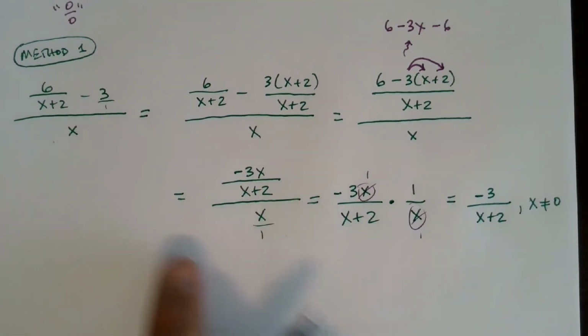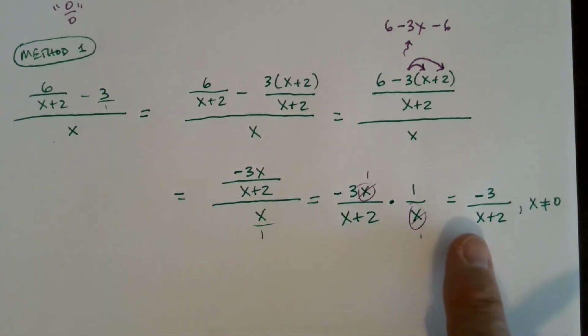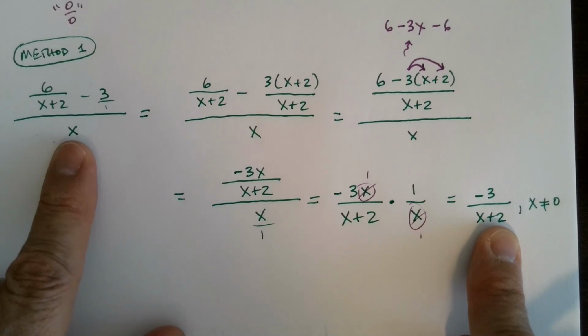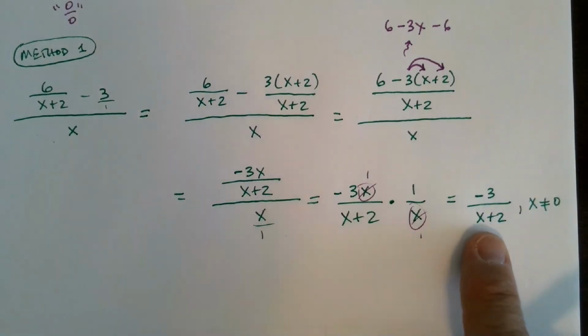But here is the original expression. This is what it simplifies down to. So this function here is the same as this function for all values of x except 0. But we're going to be able to find the limit as x approaches 0 of this one by direct substitution, because this one is continuous at 0.